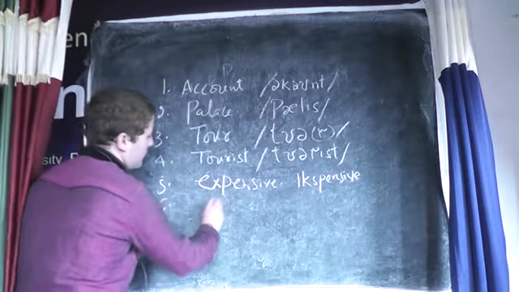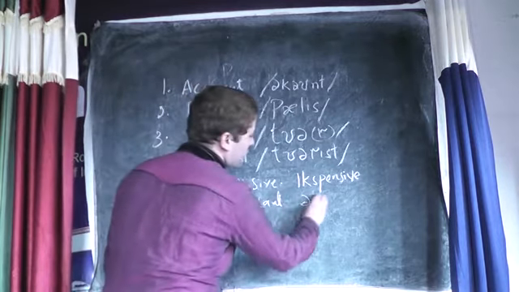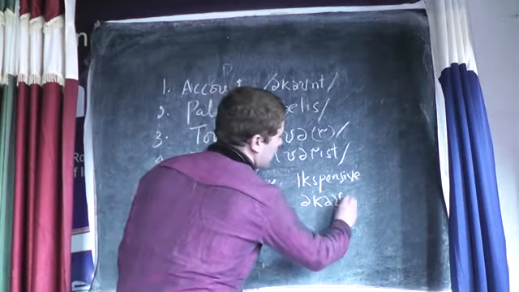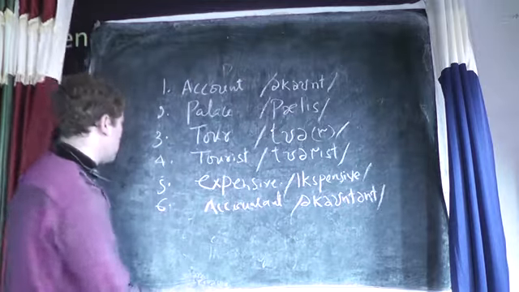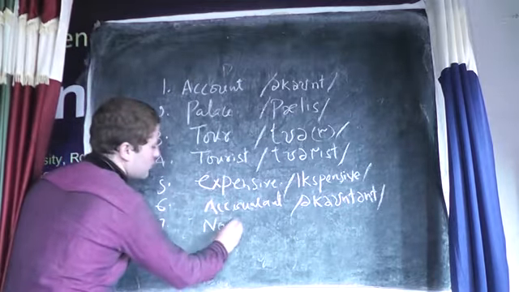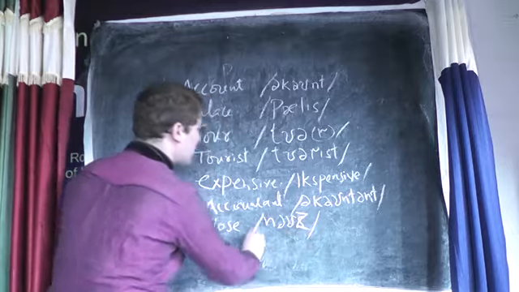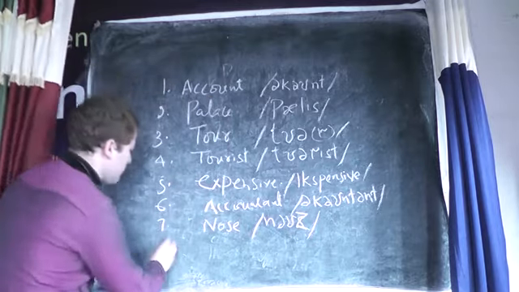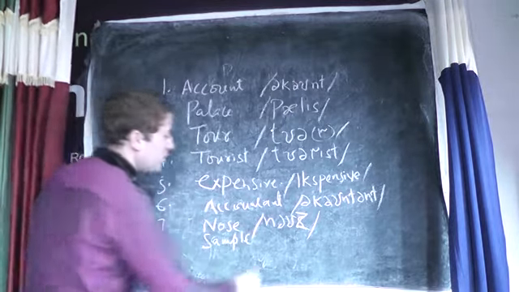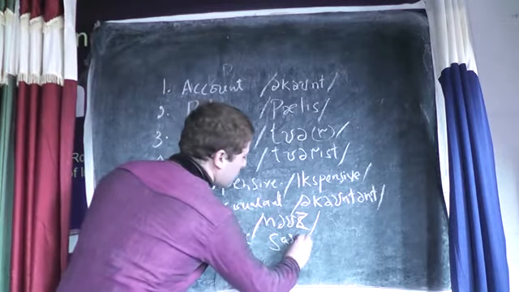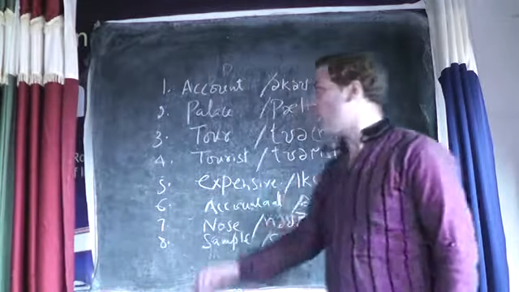Accountant. That's accountant. Seven, nose. This is nose. Sample. Only 8 words because we don't have space here. That is sample. Now let's first read these words.